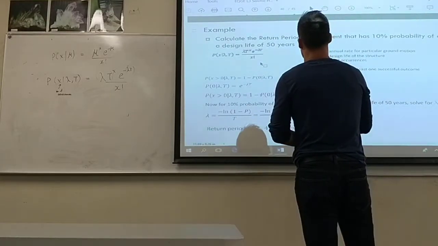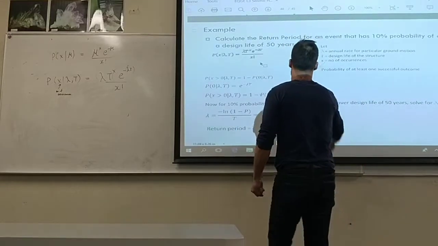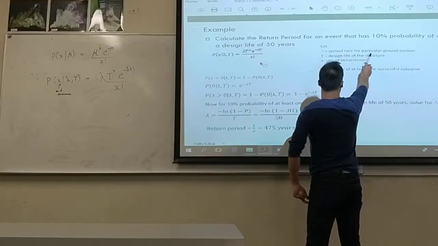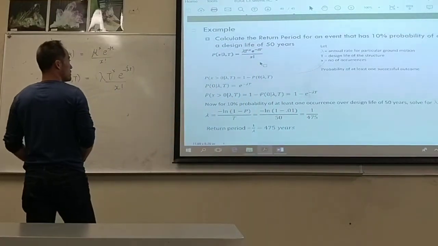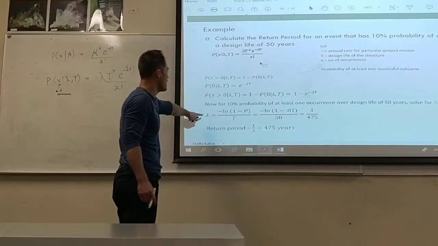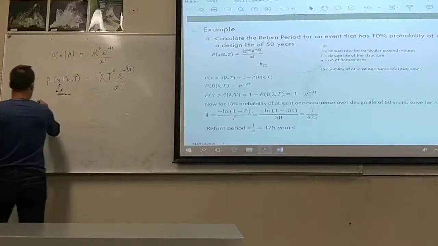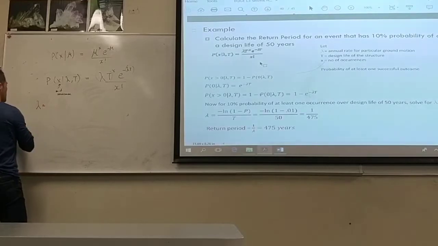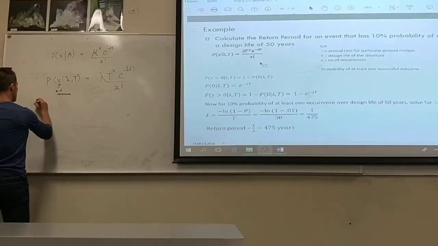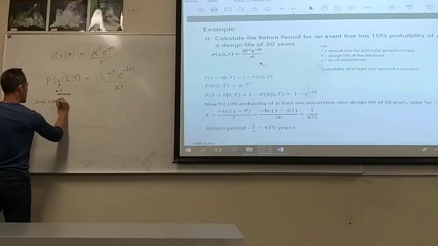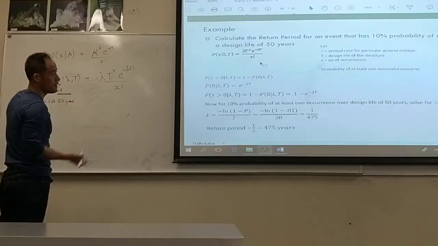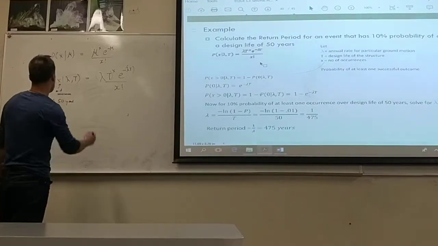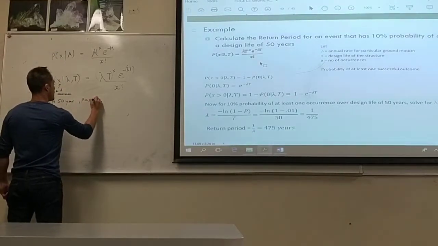So, if we want to calculate the return period for an event that has 10% probability of occurrence in the design life of 50 years, okay, so we want to find out what this is, the annual exceedance probability, right? So we'll find out what that is. So, 50 years, okay. And probability equals 10%.